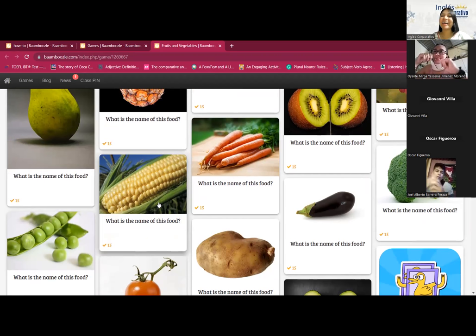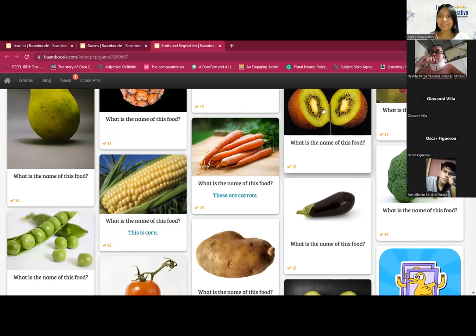Elote. How do you say elote? I know. You don't know? Okay, so elote, corn. Corn. Okay, and what is this? Carrot. Carrots. Very good.